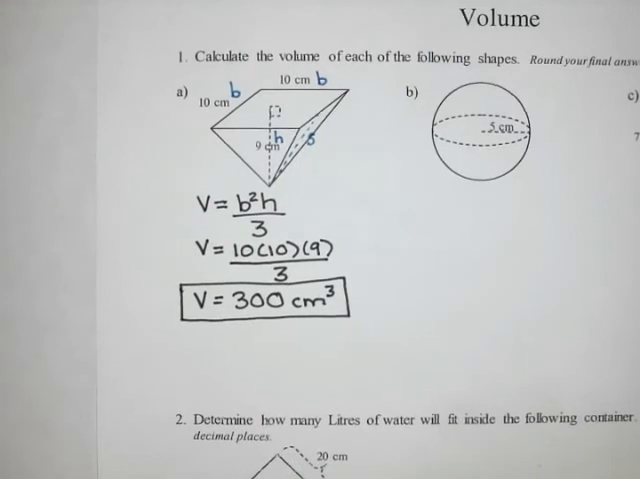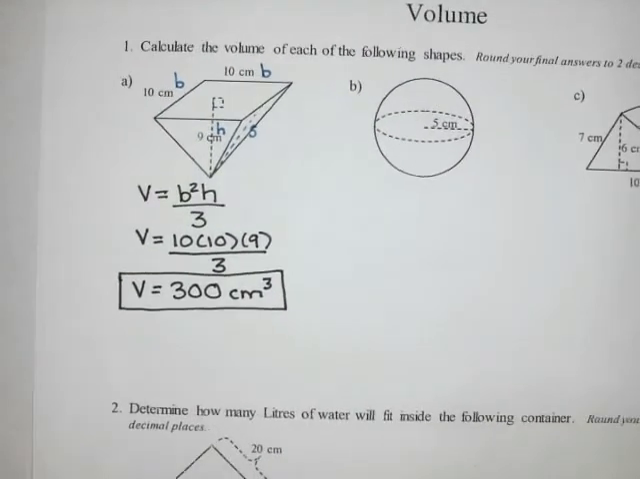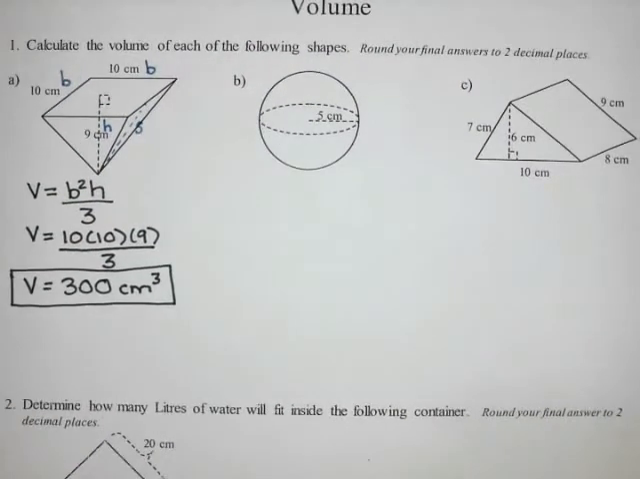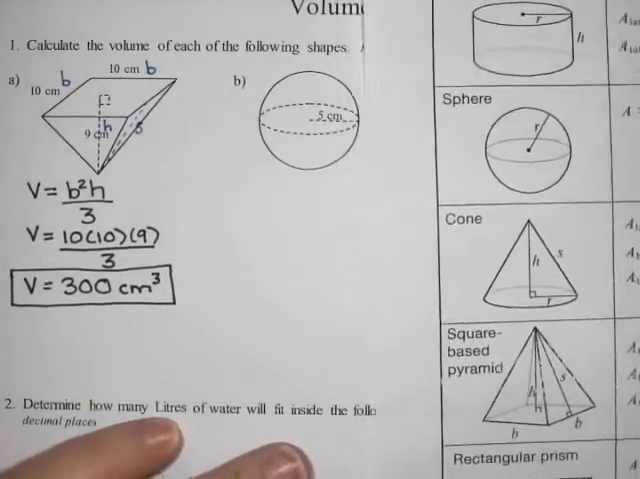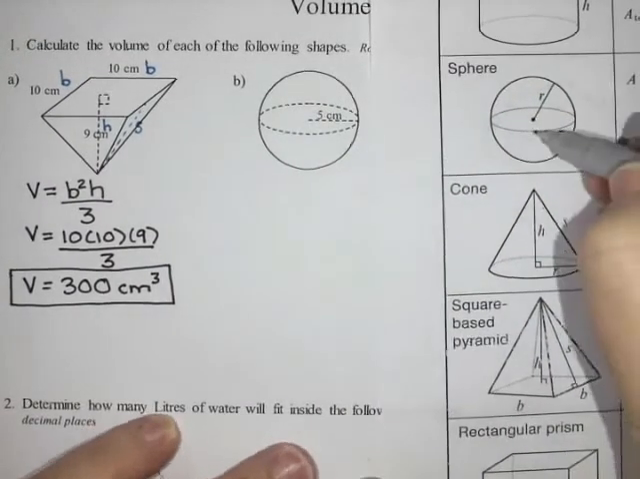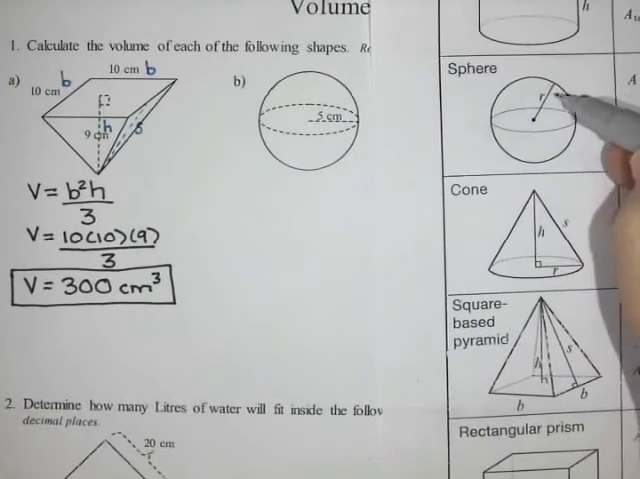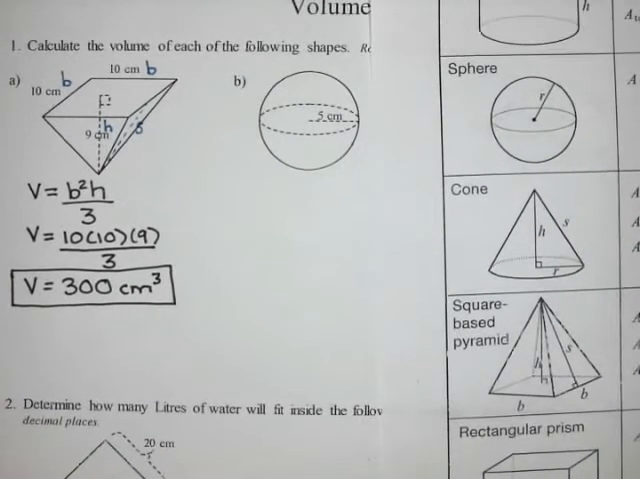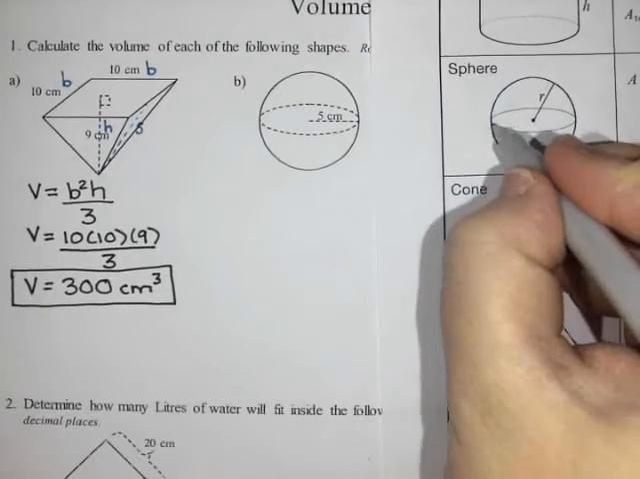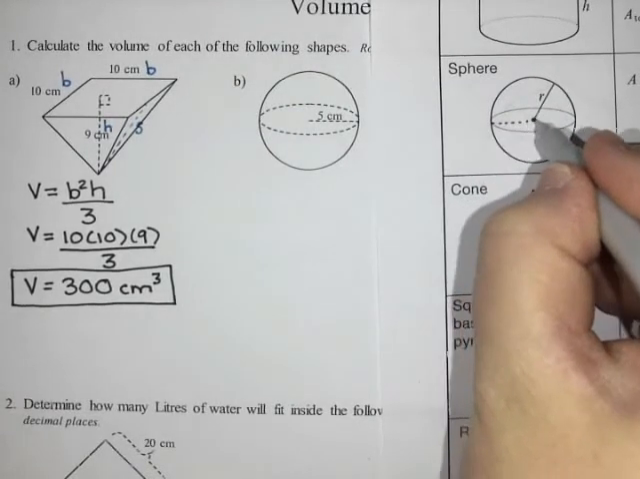Our second shape is a sphere. So if I take a look at my formula sheet, there is only one dimension marked on this thing, and that is r for the radius. It does also have a diameter, which goes all the way across.